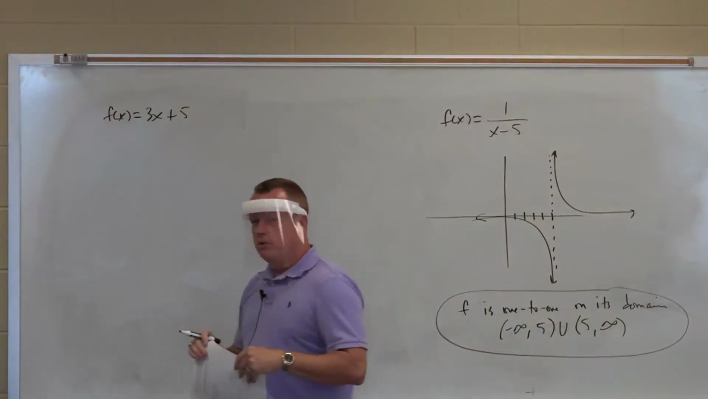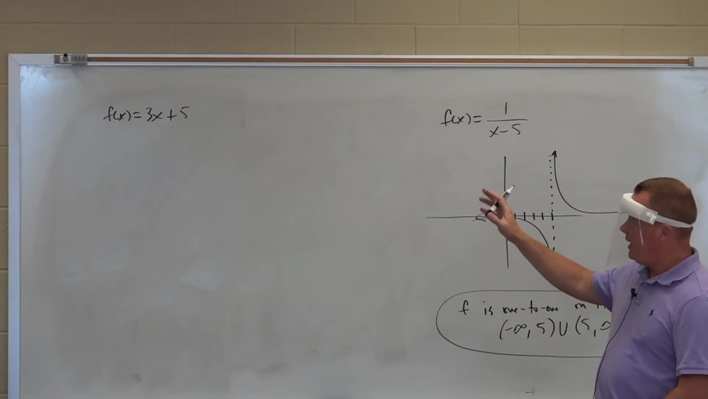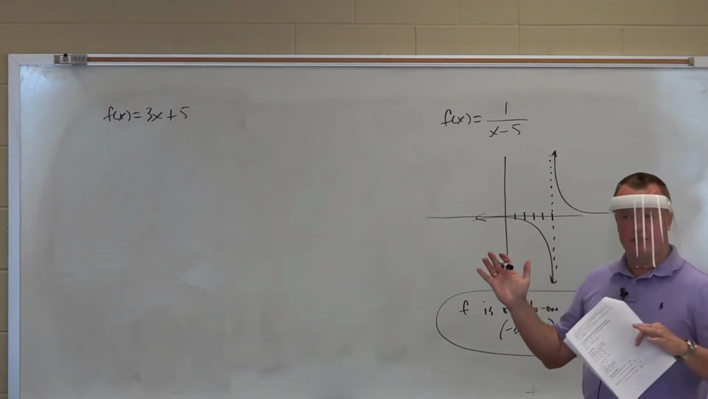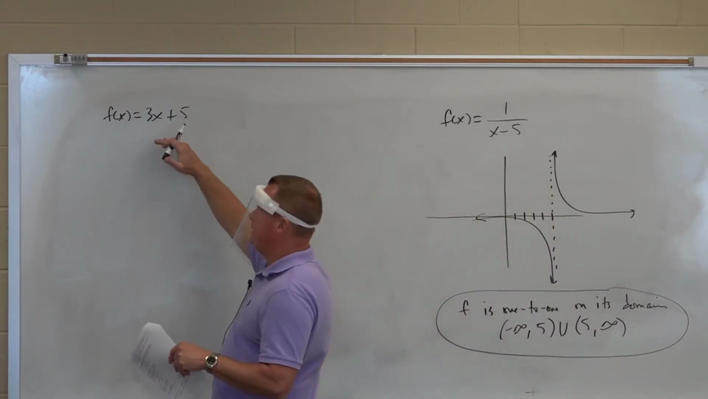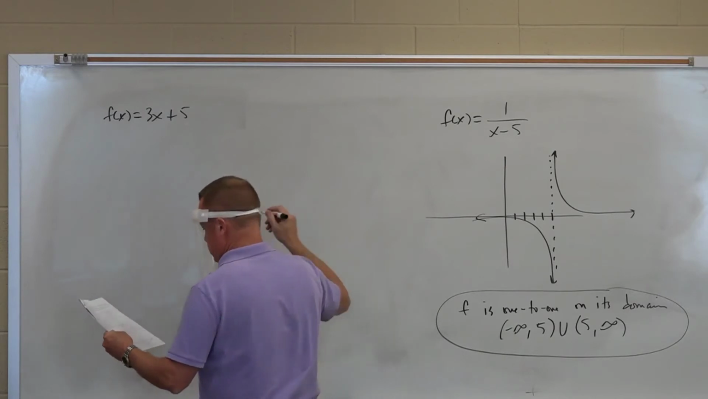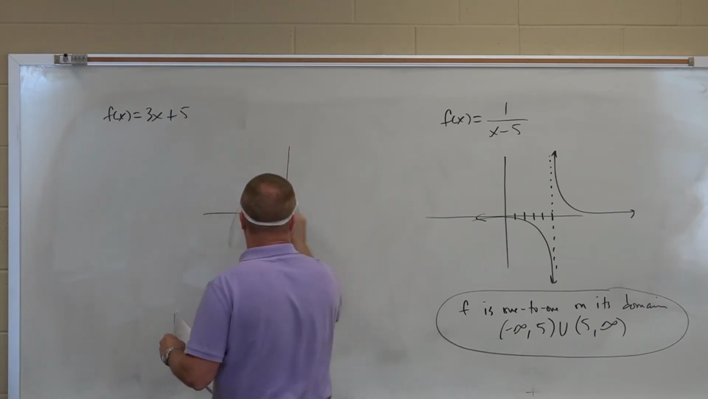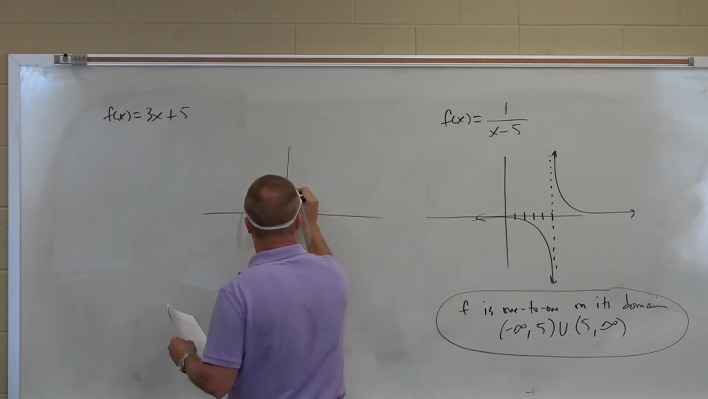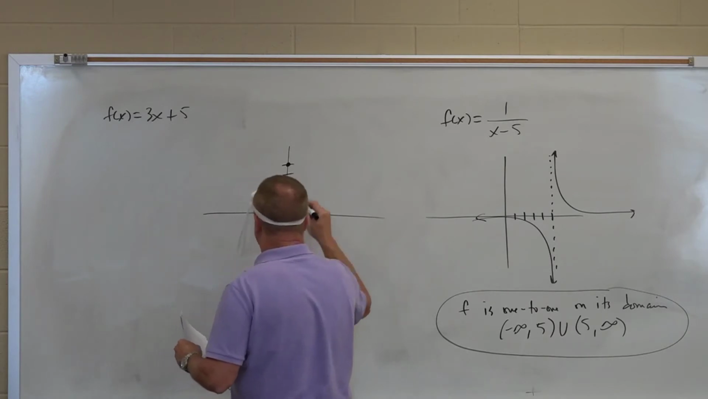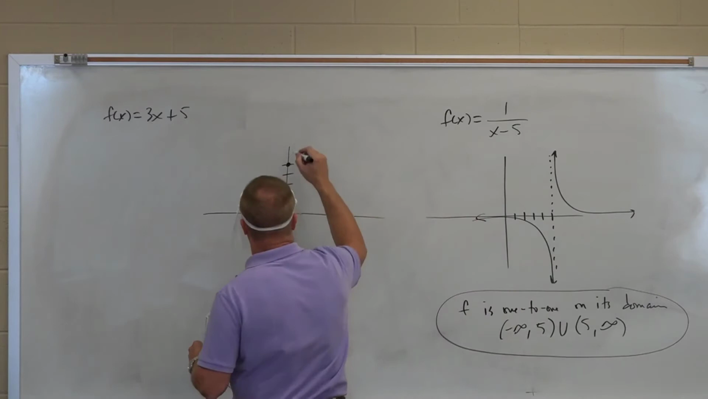Okay, so we want to remember what is the shape of the graph. Looking at f of x equals 3x plus 5, what is the shape of that one? Yes, it's a line. Y-intercept 5, slope of 3. So if I graph that, I have y-intercept 5, slope 3. Rather than going up 3 and over 1, I'm going to go down 3 and back 1, just so I don't have to have such a big graph.